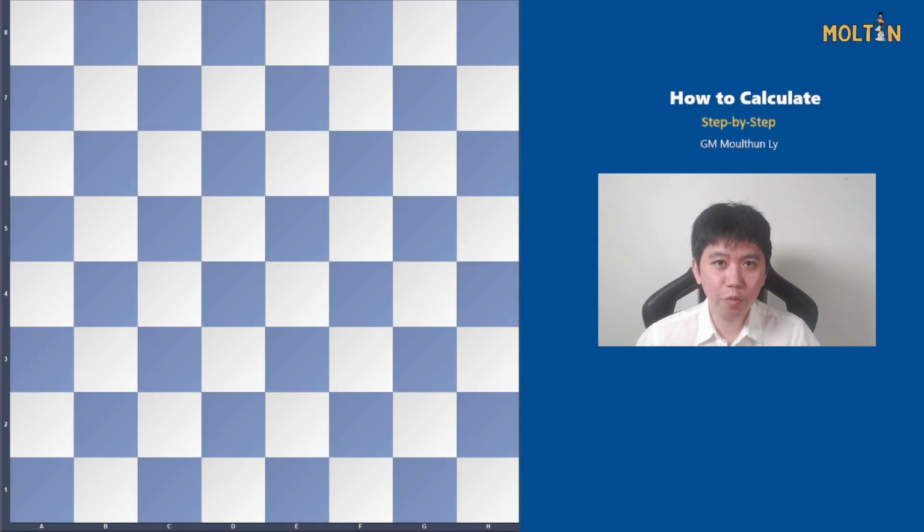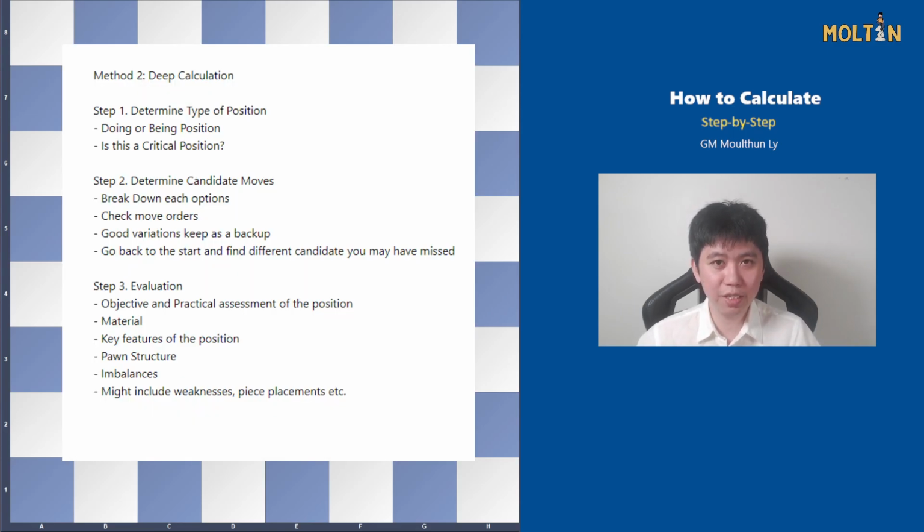So that's it for method number 1, but sometimes you get more complex positions or positions where there's no obvious tactics right away, and then you might need to use what we call deep calculation. For this one, some people just skip straight to step 2, but I like to first determine what type of position it is. I put it into 2 categories normally. Is it a doing position or is it a being position?